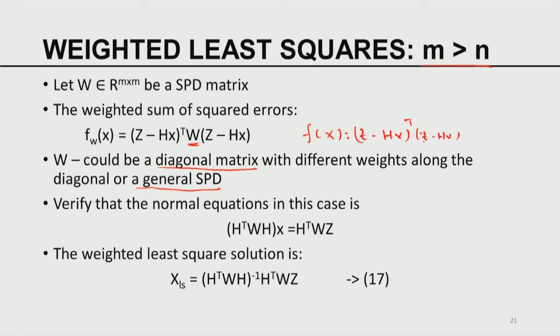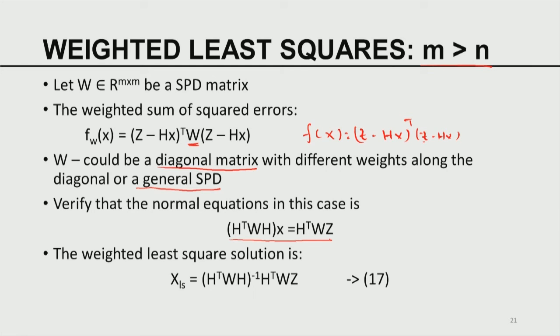So W could, in the simplest case, be a diagonal matrix with all 1s, which is identity, or a diagonal matrix with different elements, or a general symmetric positive definite matrix. Again, I can multiply out the whole expression. We can try to minimize this as a function of x. This is also a quadratic function of x. For this quadratic function of x, I can compute the Hessian and the gradient, and equate the gradient to 0. When I equate the gradient to 0, I get a new version of the normal equation.